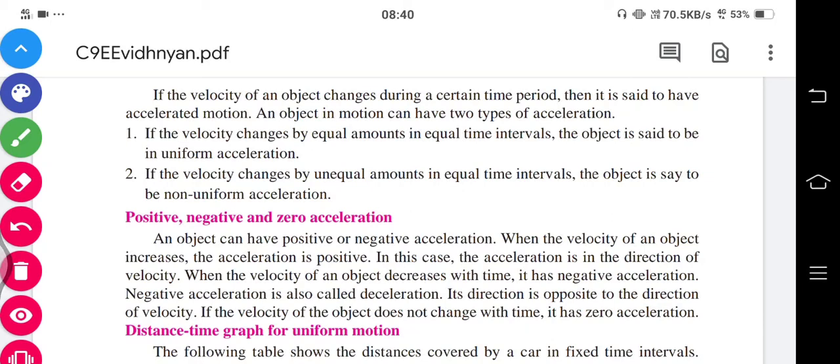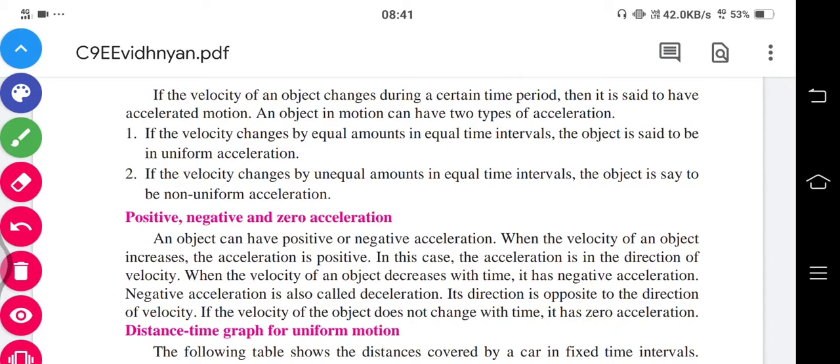Class, we study acceleration. What is the formula of acceleration? The formula of acceleration is a equal to v minus u upon t. So what is v? V is the final velocity, u is the initial velocity and t is the time. So the difference between final velocity and initial velocity upon time is nothing but acceleration.